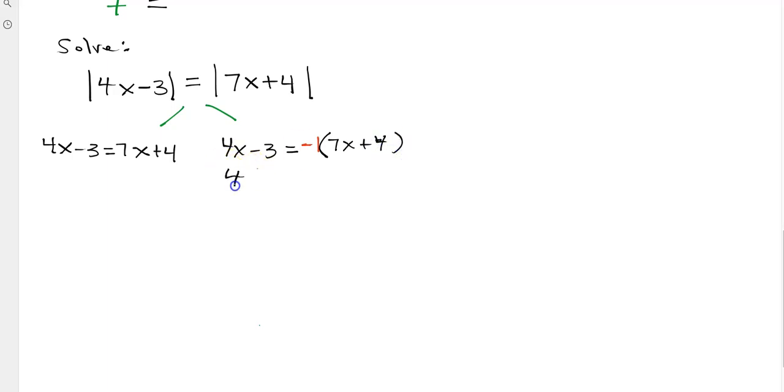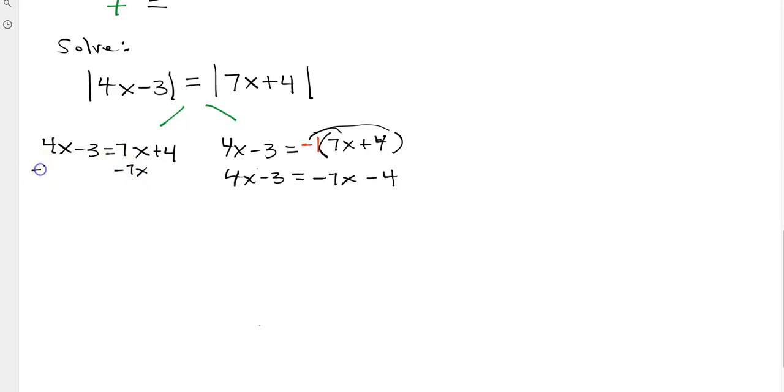So really I have here 4x minus 3 equals negative 7x, since negative 1 times 7x is negative 7x. Negative 1 times 4 is going to give us negative 4. So what I'm trying to point out here is that both of those signs change, and oftentimes students will change the sign of the first term but forget to change the sign of that second term. And then from there you'll just solve it like we've done before.